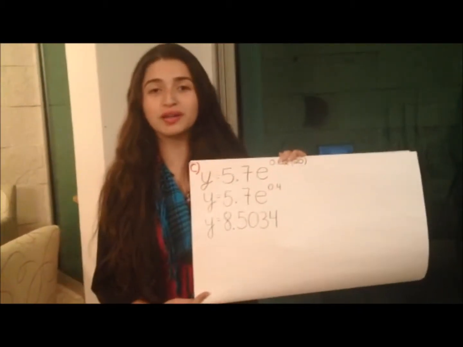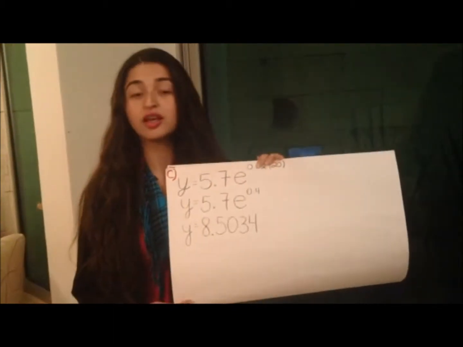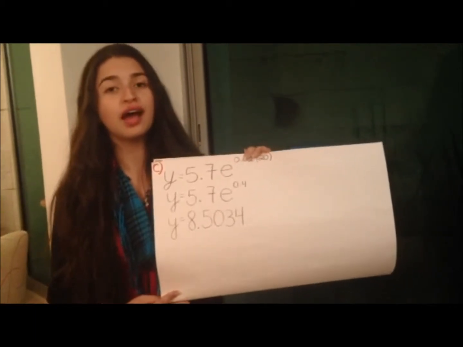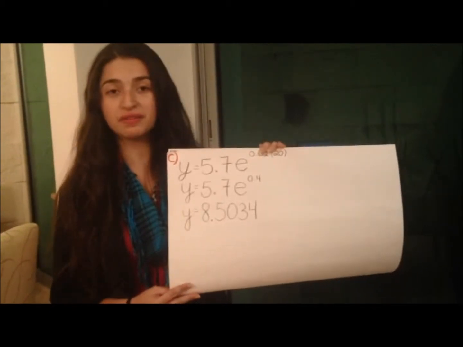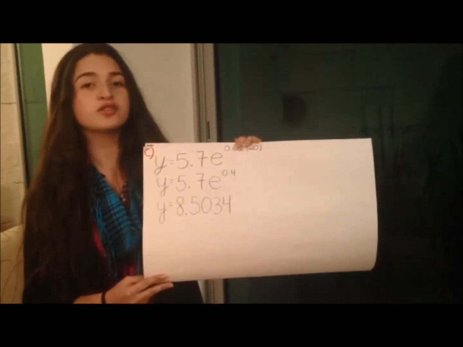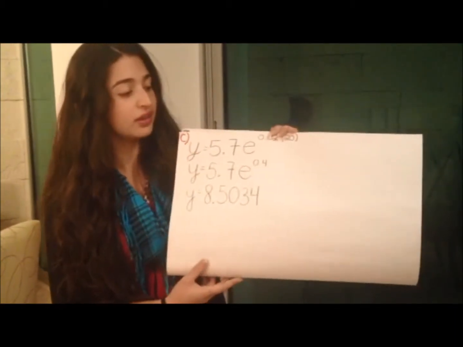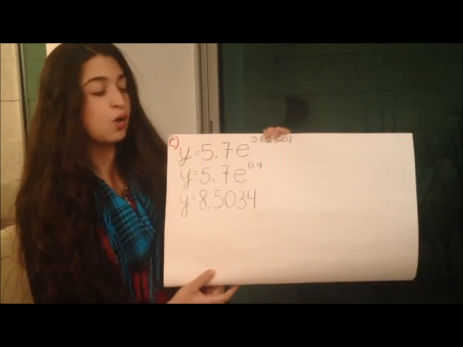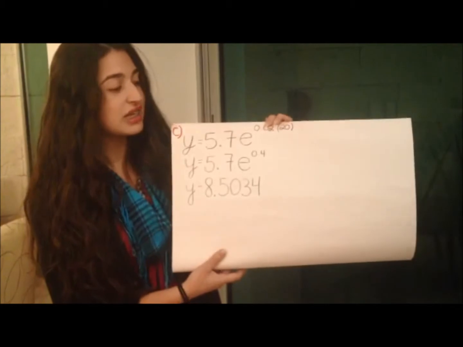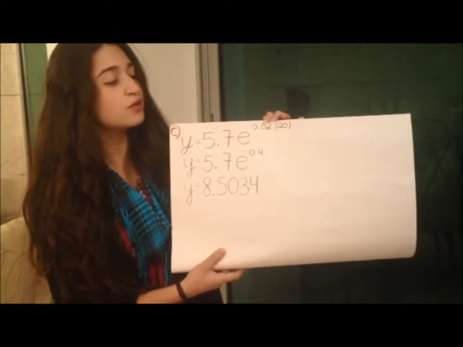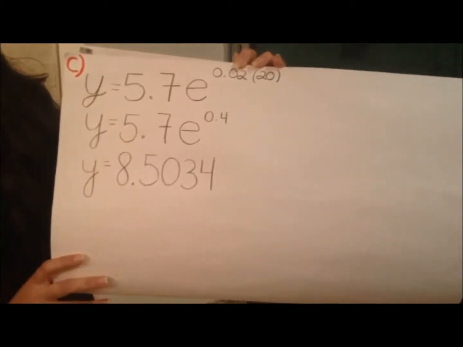We want to know as well, what will the population be in the year 2015? Considering we start calculating our population in the year 1995, we know that 2015 is 20 years away. So we will substitute our value t with 20 as in the following equation, that says y, which is the population, equals 5.7 times e raised to the 0.02 times 20. We will now solve this by doing the following.